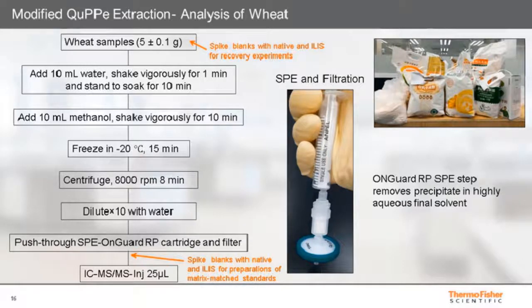For the calculation of recovery or for preparation of procedural standard calibrations, the native compounds and/or isotopically labeled internal standards, if available, were spiked onto the sample before extraction. But for the preparation of matrix-matched calibration standards, the analytes were spiked after the cleanup, as shown in the schematic.